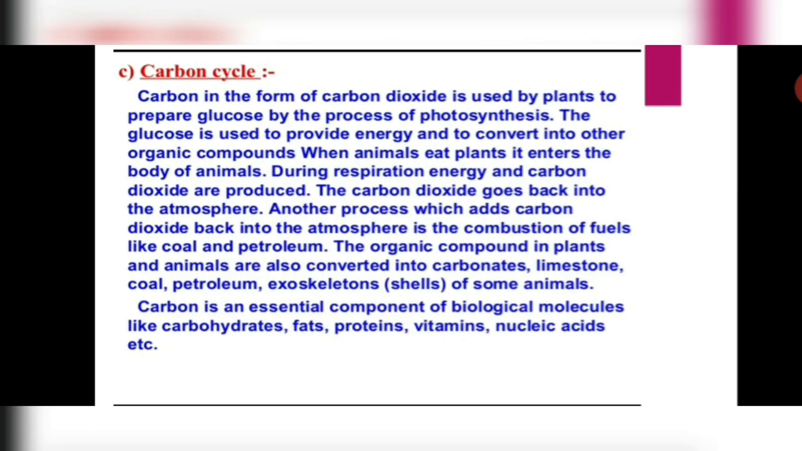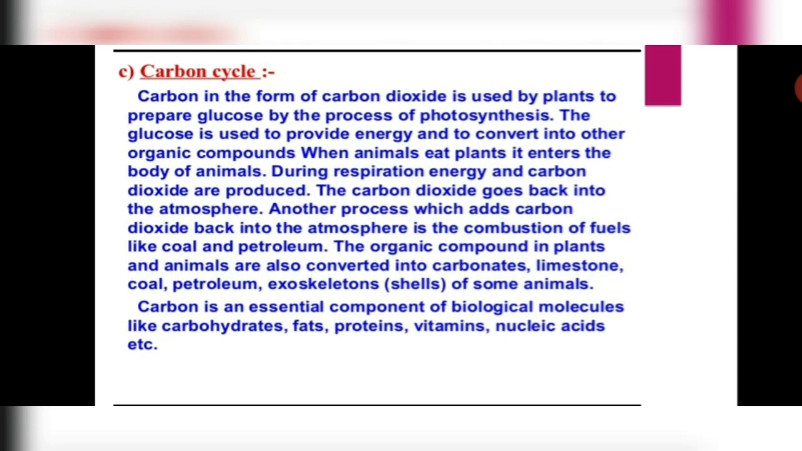This carbon dioxide is consumed by the plants for the process of photosynthesis. This glucose, which is the end product of photosynthesis, is used to provide energy to the animals, and when the animals respire, they break down the glucose into carbon dioxide and water. The carbon dioxide is then released back into the atmosphere by the process of respiration.